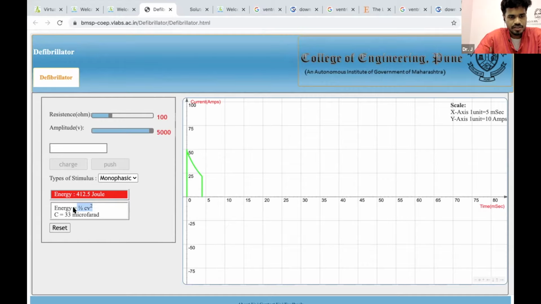But if this is a biphasic defibrillator, the pulses are going to look like this. Here we have just one thing: whatever the capacitor charges, you're going to use the same capacitor here. So the energy also remains the same. But the moment we go to a pacemaker, when we do this rhythmically, these calculations will change. Here, charging once to half CV square, that energy is being used. So the energy here doesn't really change. So monophasic, biphasic, not much of a big difference.